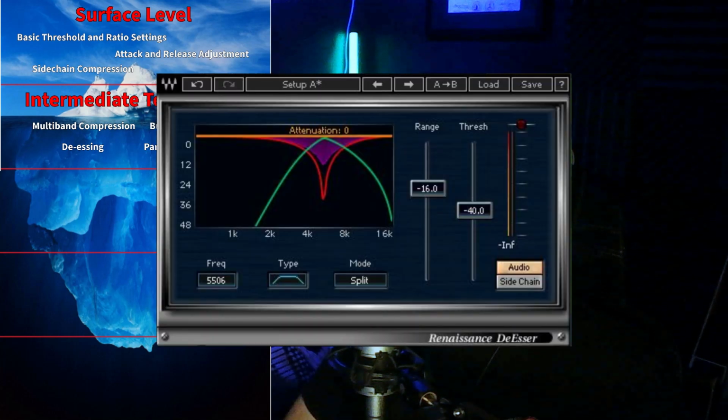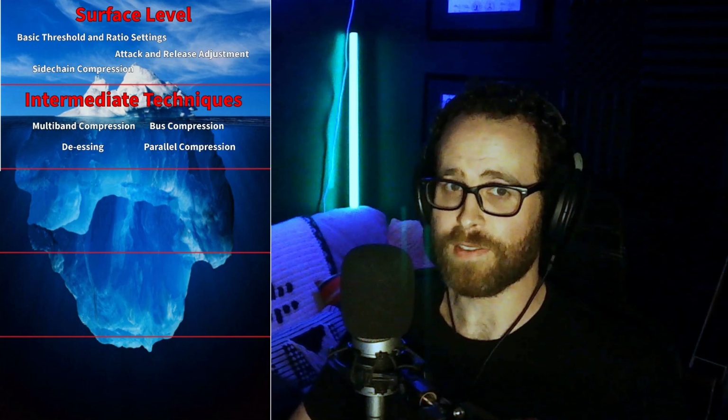De-essing is also on here. It's a form of multi-band compression, but it's only affecting the high frequencies where the S's and T sounds pop out. You can use this to help tame sibilance in vocals or to reduce the harshness of a hi-hat.